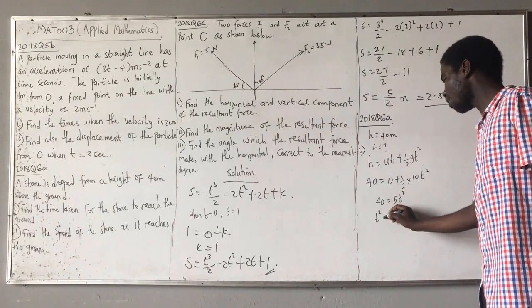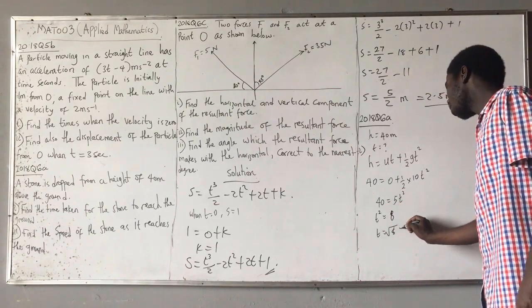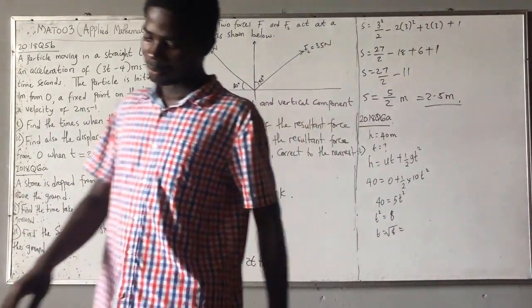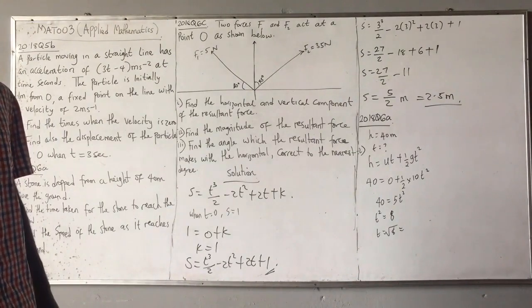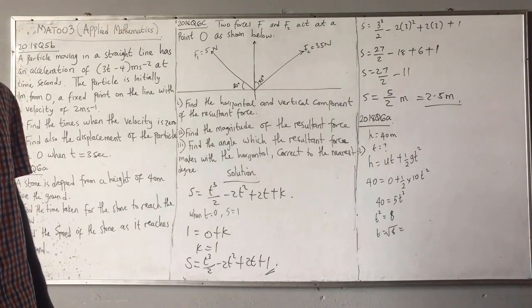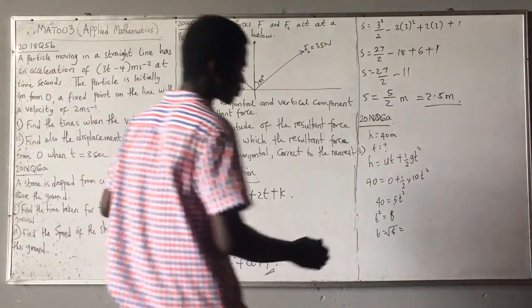Divide both sides by 5. The answer will be 8. So t equals square root of 8. And square root of 8 will be equal to what? 2 root 2. But what is 2 root 2? 2 times 1.414, which is 2.828.